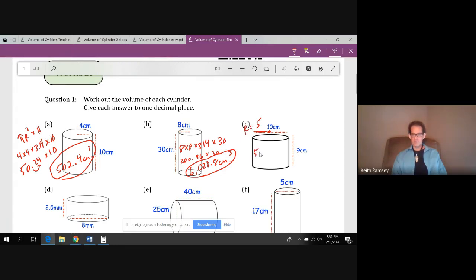So I'm going to do radius squared. That means 5 times 5 times pi times the height, which is 9 over here. So I know 5 times 5 is 25. Times 3.14 is my 78.5. I'm multiplying that times the height, okay? I'm going to get 706.5 cubic centimeters for part C there.